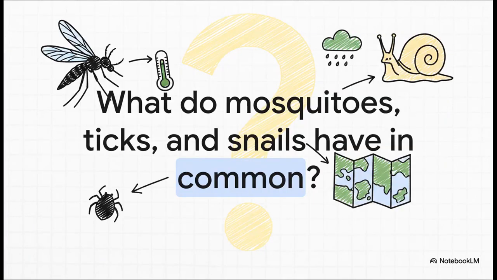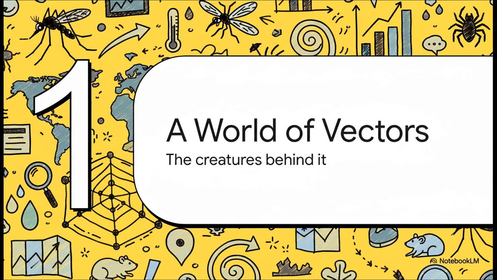So, what's the common thread here? What in the world do mosquitoes, ticks, and even some freshwater snails have in common? Well, the answer is they are all vectors. And that brings us right to our first big topic. Let's get a handle on what a vector actually is, because really, understanding their job is the key to understanding how these diseases get around.